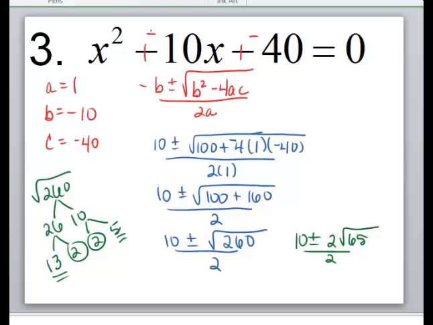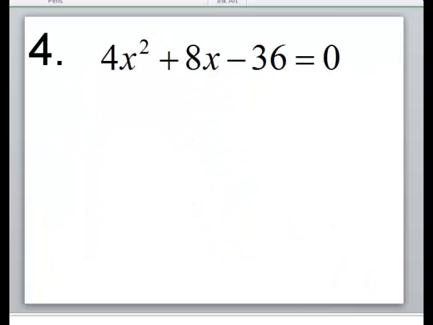Now when you reduce this, the 2 has to be divided by the 10 and the other 2, only things on the outside. So my final answer is going to be 5 plus or minus the square root of 65 over 1, which we don't need to write. This is the importance of quadratic formula, because not all the time, just like in the last one and this one, do we come up with whole numbers or fractions. And so we have to have a method that will allow us to be able to figure out those answers.